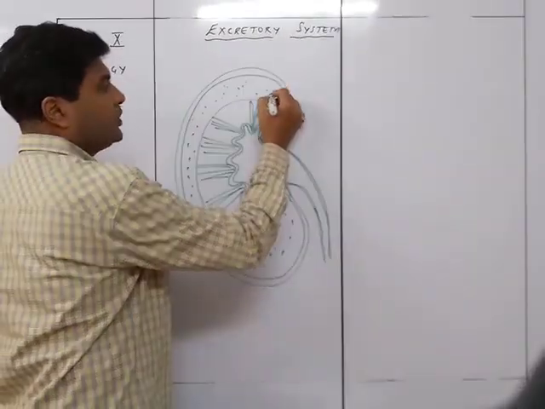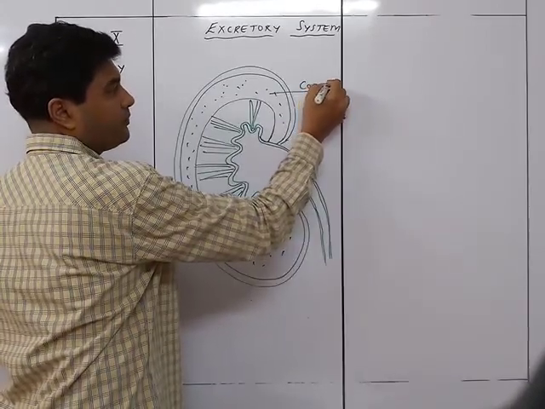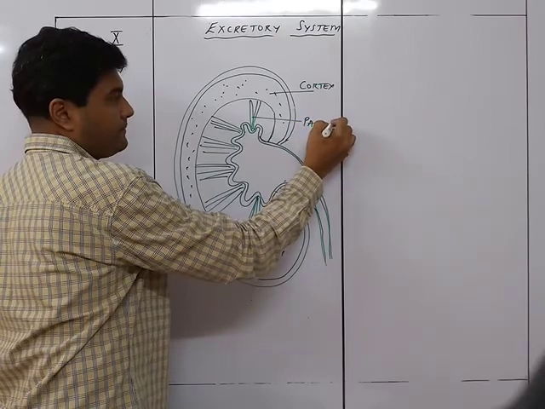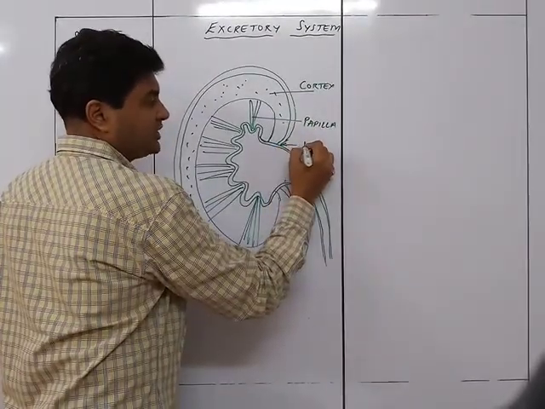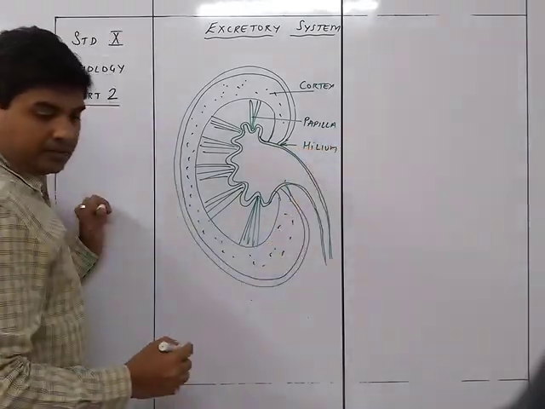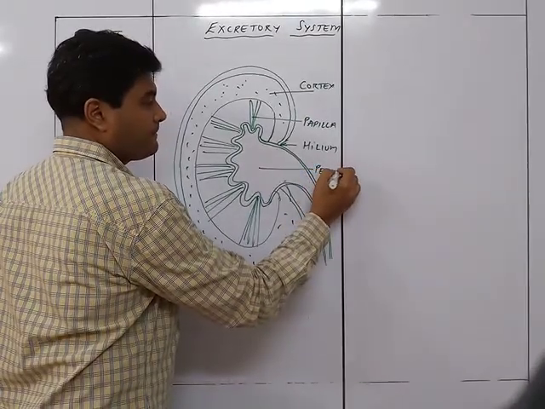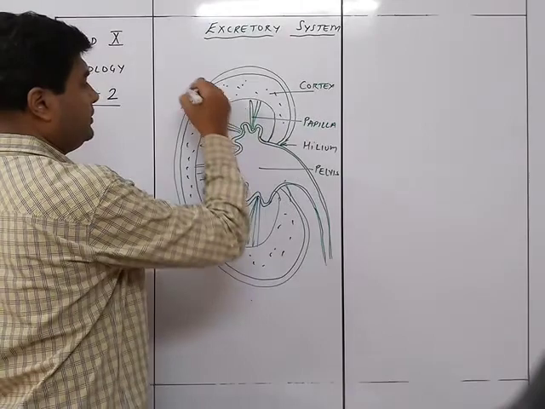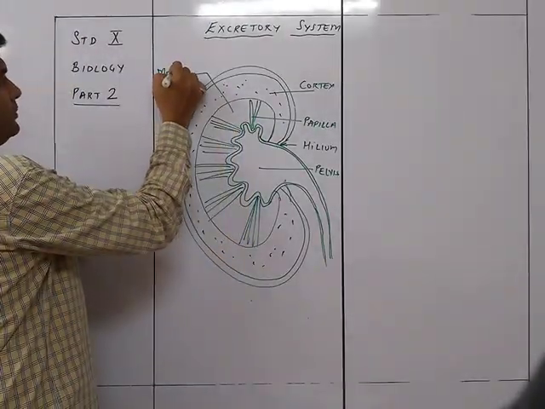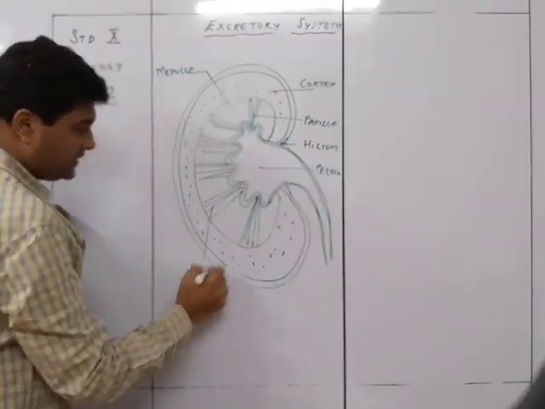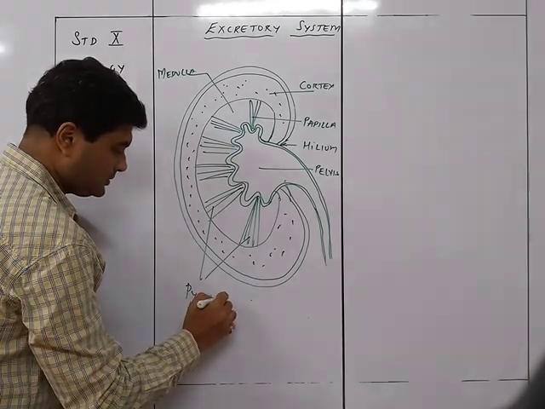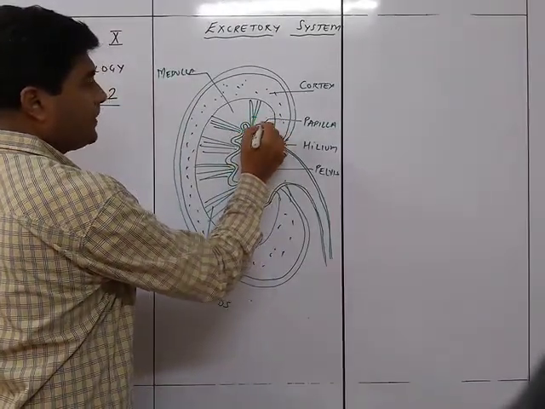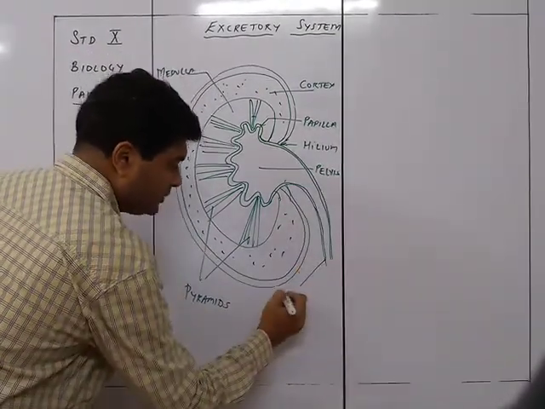So we'll just name the parts. Of course, the dotted part over here is the cortex. Then over here, this notch-like structure is the hilum. And this part is the pelvis. The medulla is the inside. And finally, the pyramids. Sorry, the papilla is not this one, it is this one. And finally this one of course is the ureter.